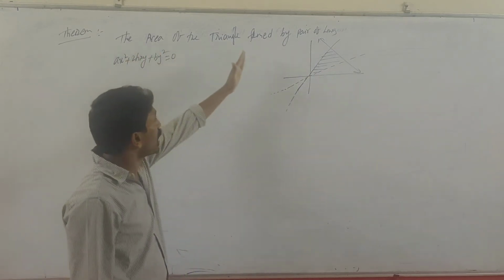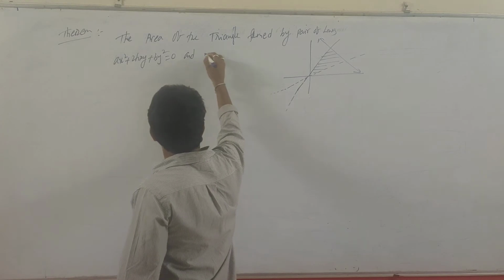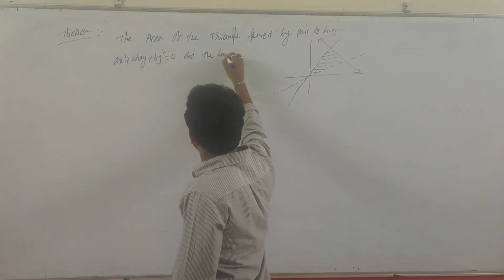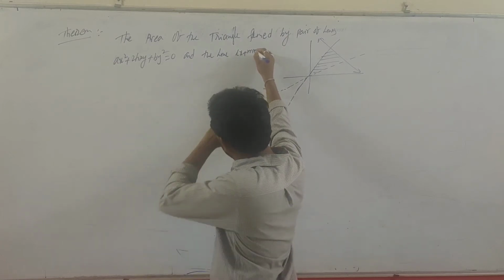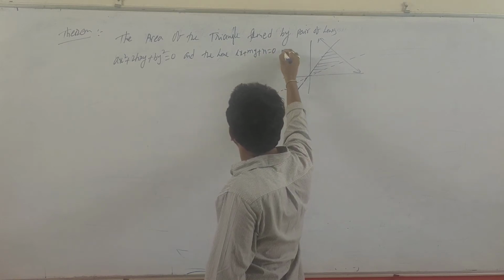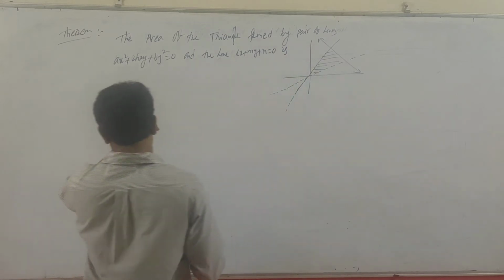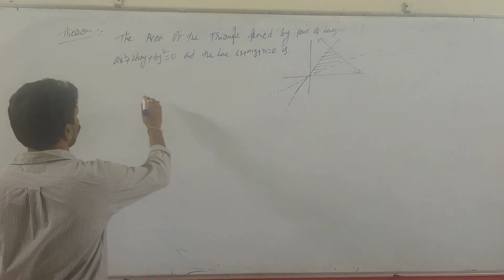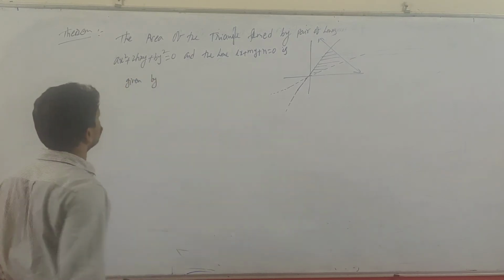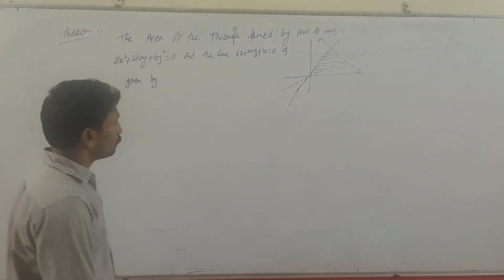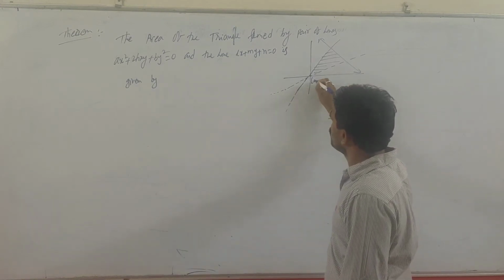So the area of the triangle formed by the pair of lines ax square plus 2hxy plus by square is equal to 0, and the line lx plus my plus n is equal to 0, is given by... Actually here very clearly this point will be 0 comma 0, you just remember.